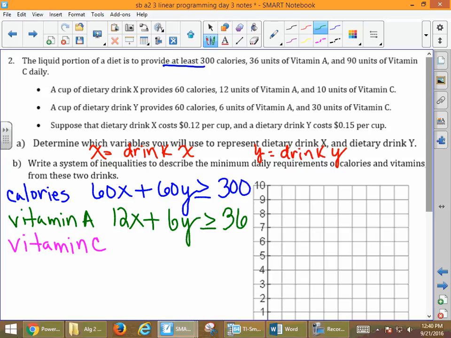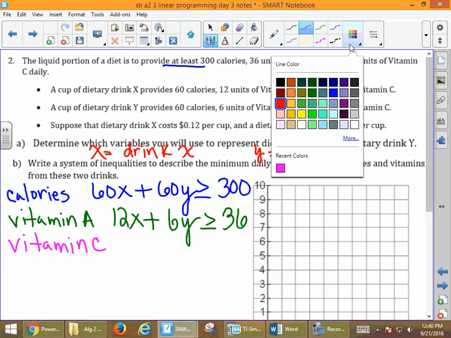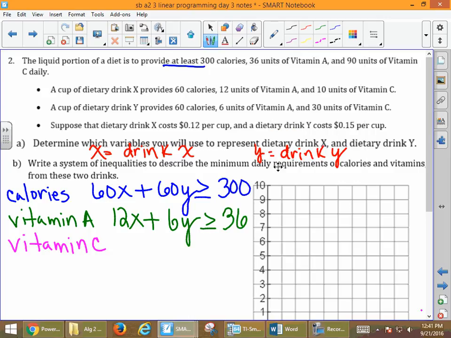Then we get to vitamin C. In drink X, how many units of vitamin C do we have? We have 10. How many units of vitamin C do we have in drink Y? We have 30. And again, that at least says that we have to get at least 90 units of vitamin C daily.